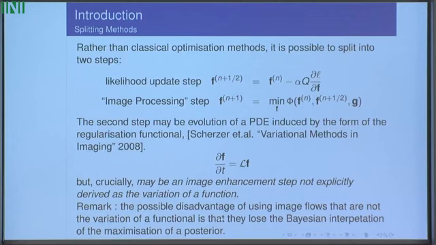The disadvantage of this generalized setting is that it loses its Bayesian interpretation. In other words, we can derive the gradient step or the update step without being able to interpret it as the variation of a prior.